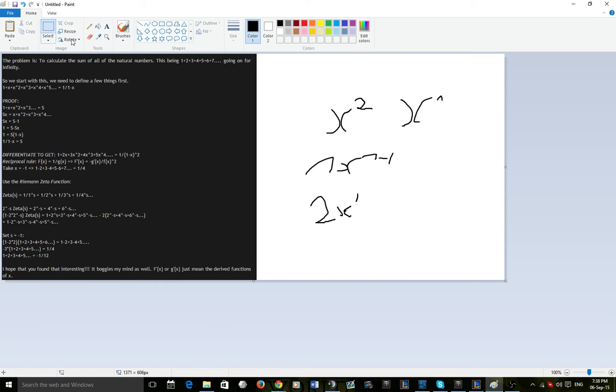You see? So you apply that to every single term of the polynomial, and you'll get this: 1 plus 2x plus 3x squared plus 4x cubed plus 5x to the 4. But now, the reciprocal rule.